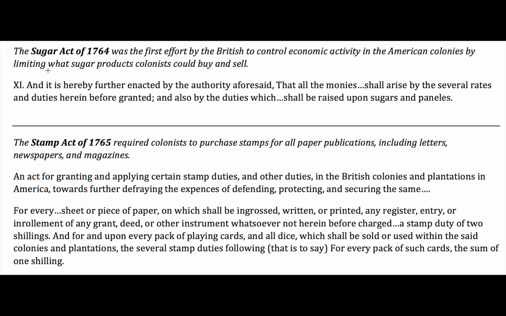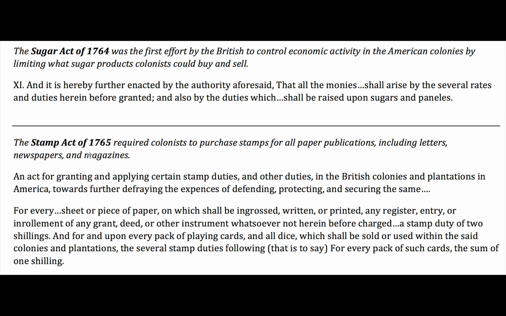So right here it says, "And it is hereby further enacted by the authority aforesaid that all the moneys shall arise by several rates and duties herein before granted, and also by the duties which shall be raised upon sugars and panels." So what they're doing is they're raising the money on several different items that have sugar in them. So that is what the Sugar Act of 1764 was.